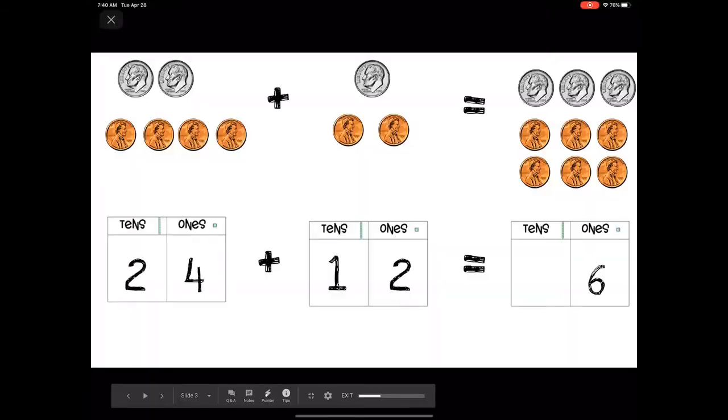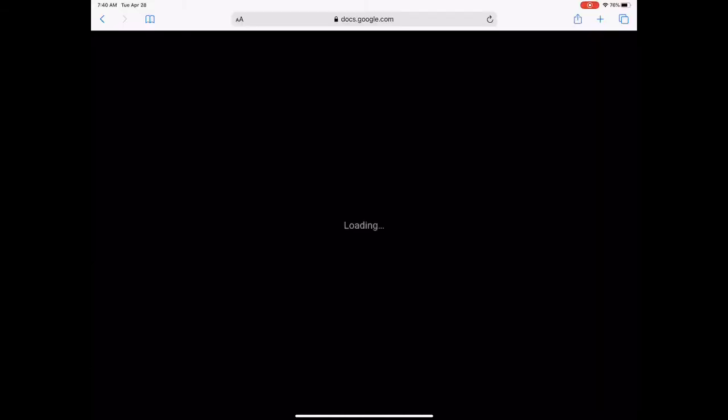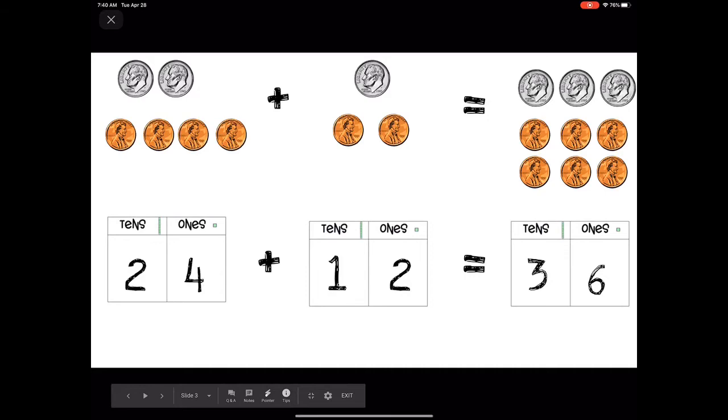Okay. And then let's put together our tens. I have 2 dimes plus 1 dime equals 3 dimes, which is 3 tens. So I have 3 tens, which the real value of 3 tens is 30 because that's 3 in the tens place. So think 10, 20, 30. And then 6 ones. So 24 plus 12 equals 36.